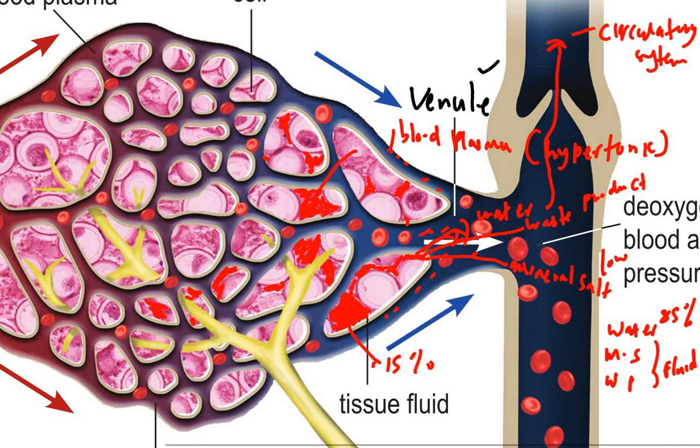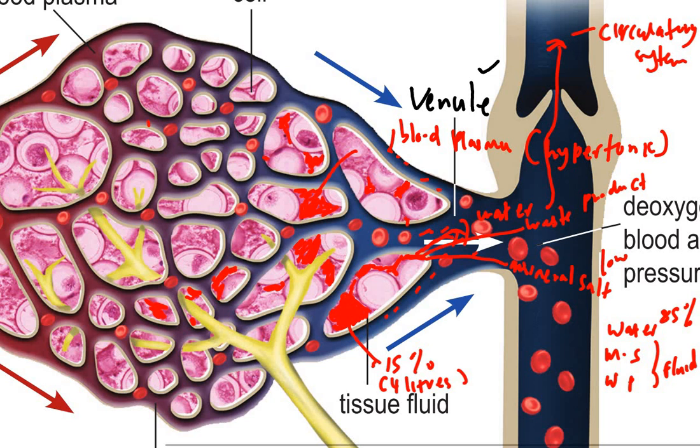So this 15% actually forms about 4 liters. 4 liters of fluid. So that means inside here we have 4 liters of fluid that is actually lost from the capillary. So actually every day the capillaries will lose 4 liters of fluid to form the tissue fluid here.